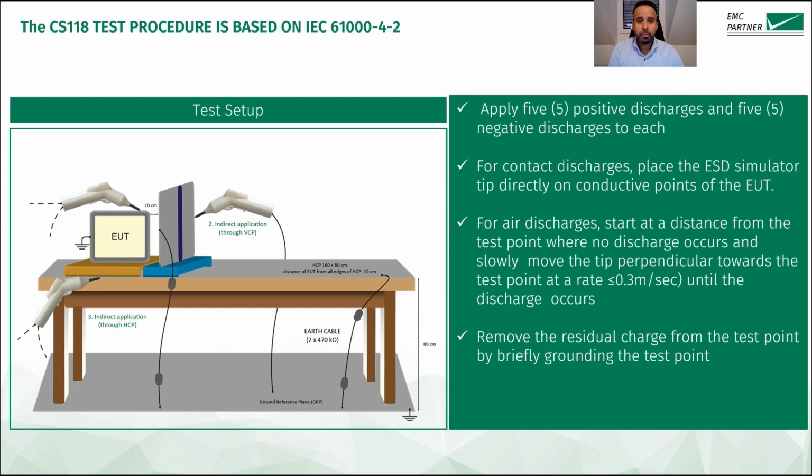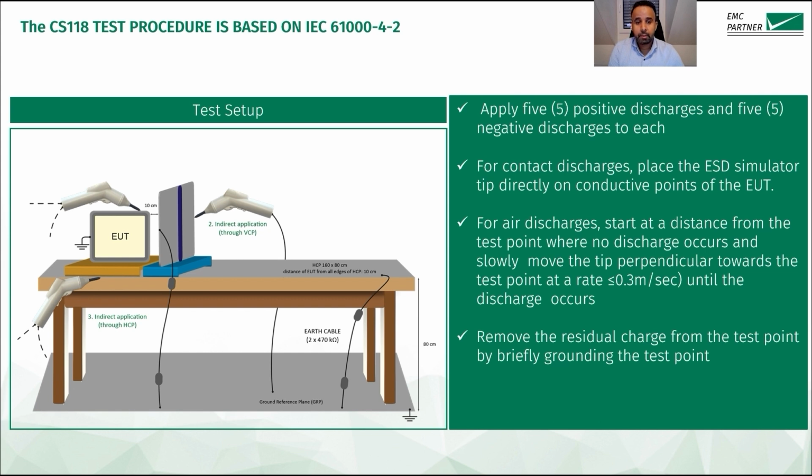Just briefly, how the ESD test is performed as per MIL-STD-461G. So 5 positive and 5 negative discharges are applied to each EUT test point. The test points are also defined in the standards. For contact discharges, the ESD simulator tip is directly placed on the test point and the discharge is applied. Very simple. However, air discharge is a little bit different compared to the commercial approach.